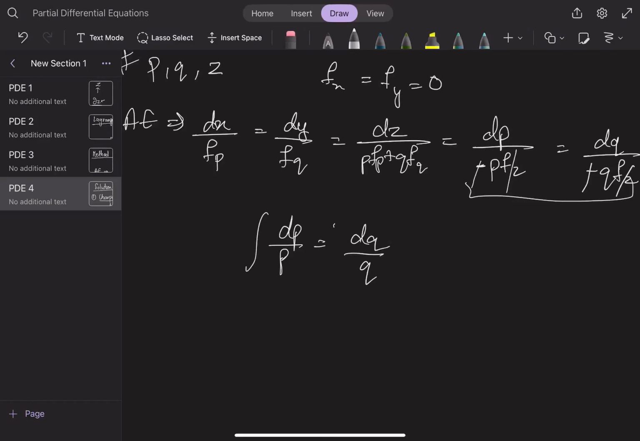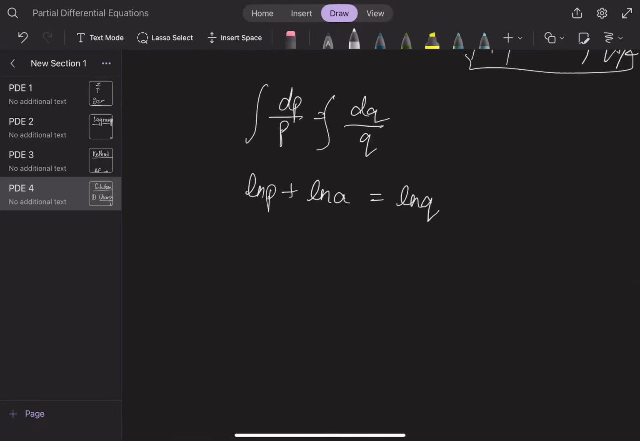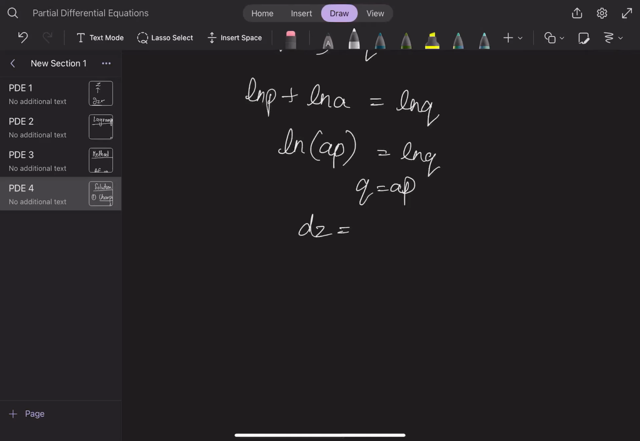So let's integrate this. ln p plus ln a is equal to ln q. I'm writing only one constant because you can have another constant here, but it can be adjusted with this constant. So you do not need to, just write one. So this gives us ln ap is equal to ln q, which gives us q is equal to ap. So you get dz is equal to p dx plus q dy. That means p dx plus ap dy. If you take p common, you'll get dx plus a dy.